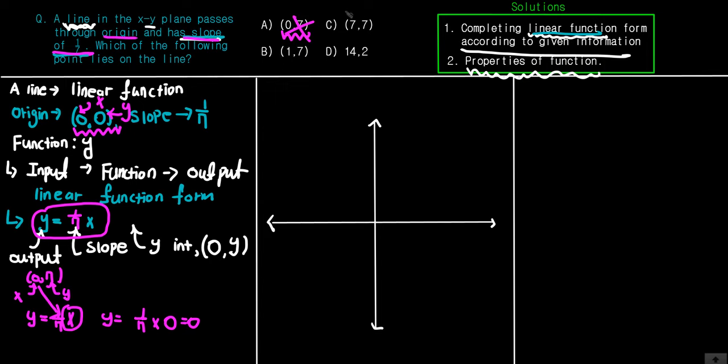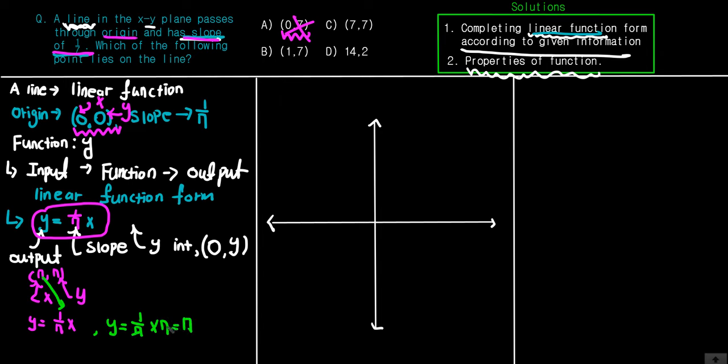So next, let's think about option C, which is the right side of a value. For C, the x value is 7, which is the input of the function, and the output is y, which is 7 in this case. According to our equation, y is equal to 1 over 7x. If we input the value of 7 for x, we get y equal to 1 over 7 times 7, and that should be equal to 7.